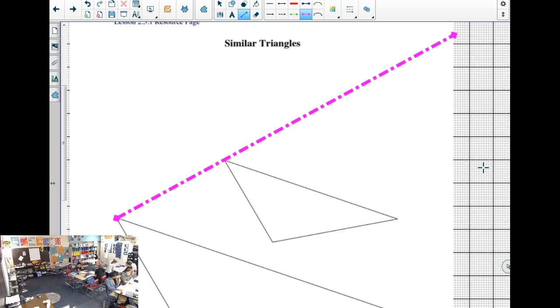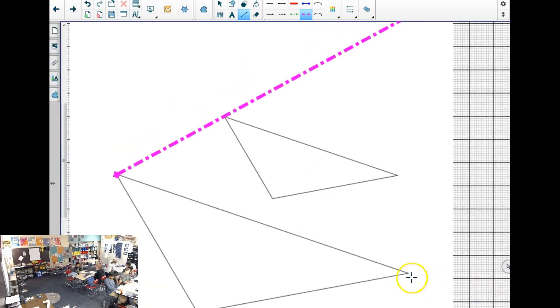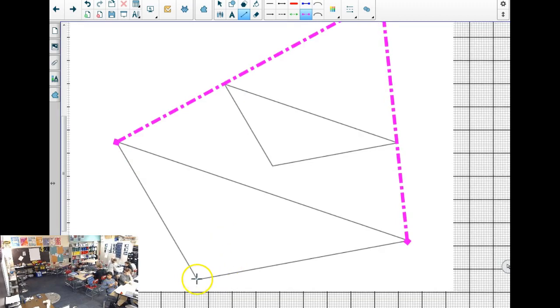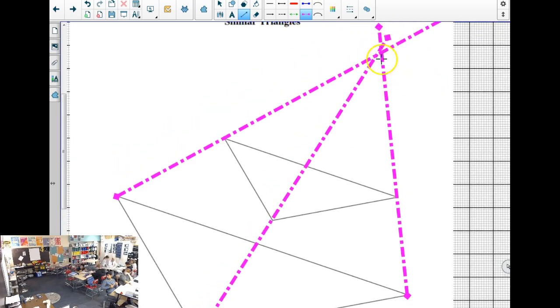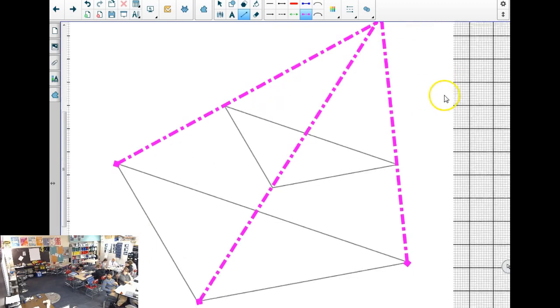Alright, so from everyone's papers, I think all of us remembered that the center of dilation is going to come from connecting all of your corresponding vertices. So if we connect all of these, we should find one point of concurrency. Remember, a point of concurrency is where multiple lines come together. And somewhere on the top right of your paper, you're going to find that center of dilation. So again, if we wanted to draw a smaller version of the triangle, we could do that.